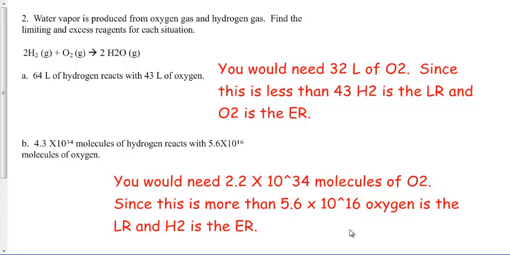10 to the 34th means that you would move that decimal over 34 times, whereas 10 to the 16th you would only move the decimal 16 times. So come to class tomorrow prepared to ask questions if you have any.